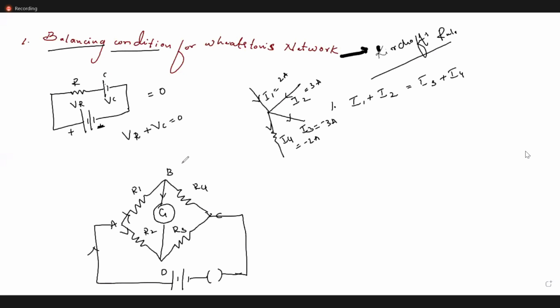Now the current will come here, and the current will be coming here like this. This is the Wheatstone network. Now we need to balance the bridge and get the balancing condition. Let me consider the ABDA loop.